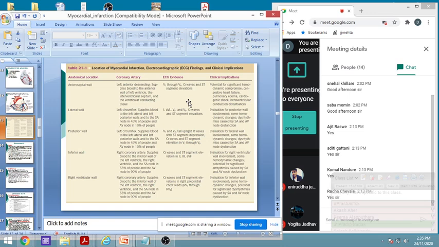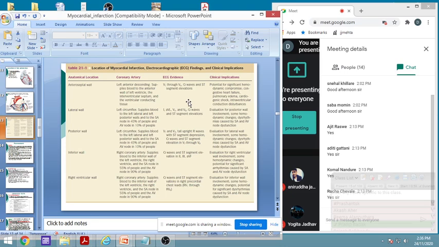There will be Q wave and ST segment elevation in the right precordial chest leads, and evaluation for inferior wall involvement has to be checked. Some hemodynamic changes, and potential for significant dysrhythmias because of SA node and AV node dysfunction.